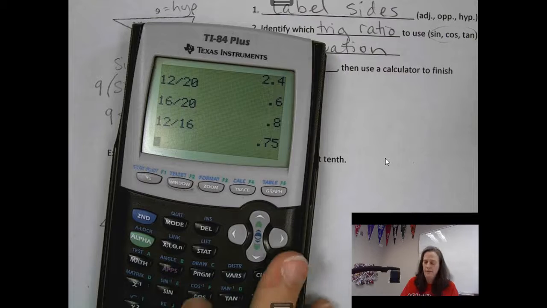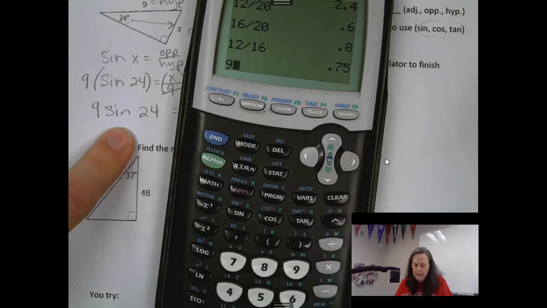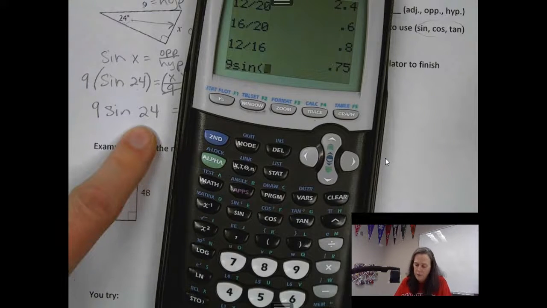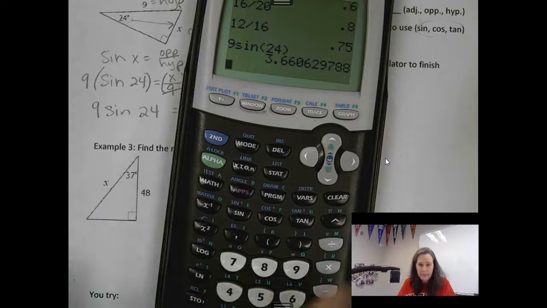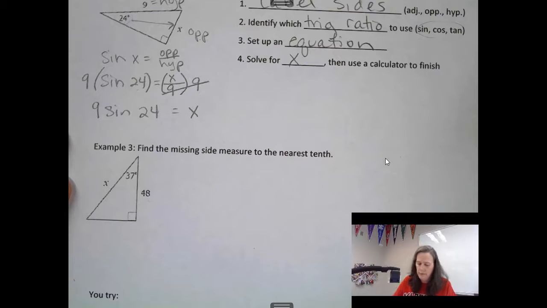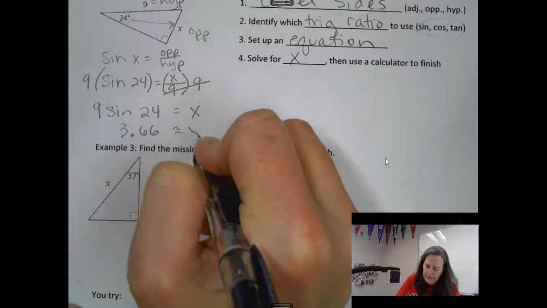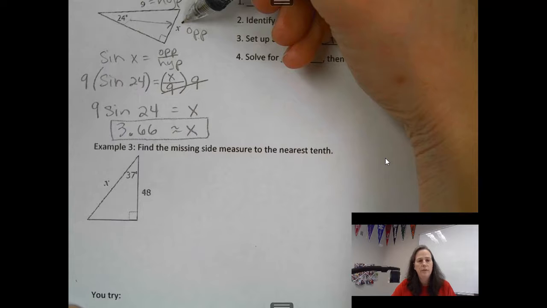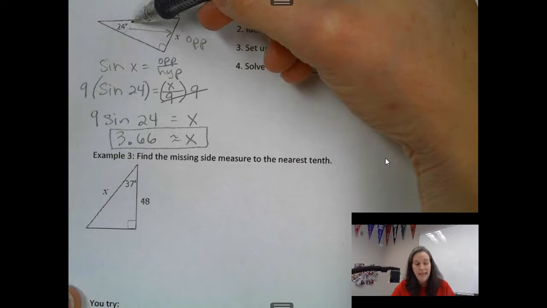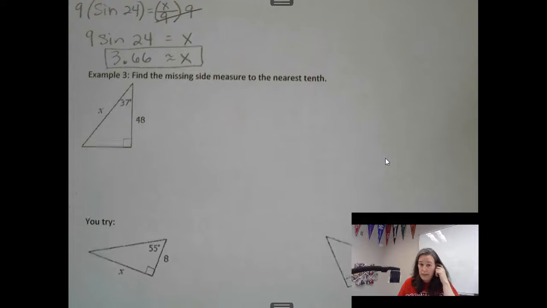Second, quit. Okay, and then I'm going to type it in just like this. 9 times sine of 24 and hit equals or enter. 3.66, we're rounding to 2 decimal places, equals x. That is how long this side is. We just found a missing side for a right triangle by using the angle opposite it. All right, I'm going to do one more with you and then give you a chance to try a couple.